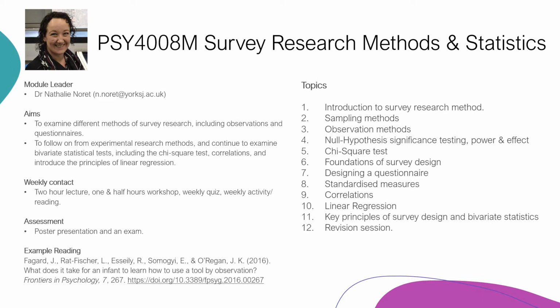So you'll do experimental research methods in semester 1. And in this module, we'll basically pick up on that module and continue your study of what we call bivariate statistics a little bit more. So we'll cover things like the chi-square test, correlations, and we'll also introduce the linear regression.